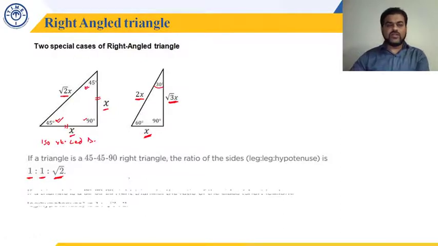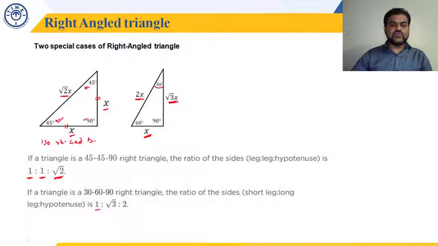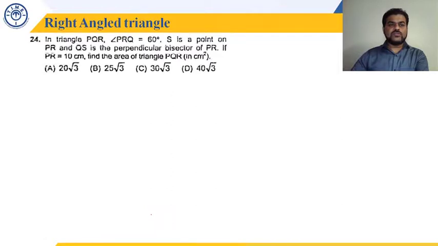Fine. So the ratio of sides will be 1:root 3:2. In this case you should remember that 1 is the side opposite 30 degree, root 3 corresponds to the side opposite 60 degree angle, and 2 corresponds to the side opposite 90 degree angle. Okay. Let's look at a question based on this.